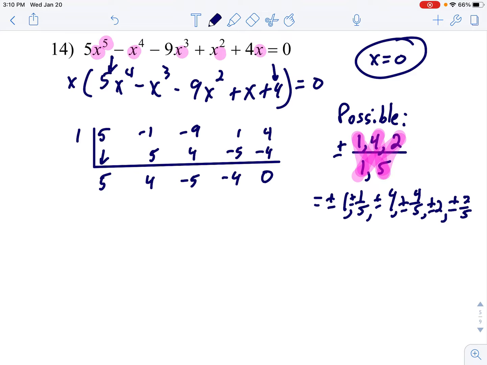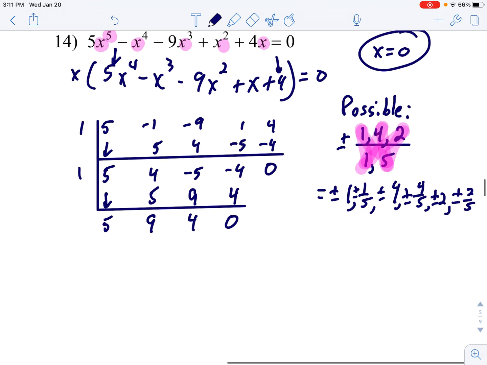So I kind of rushed through that. I'm hoping you're getting the hang of synthetic division. You don't need me to explain every step every time. So there we go, 1 worked. Could 1 work again? It's possible. There is something called multiplicity. Let me try that. 5, 9, 9. Negative 5 plus 9 is 4. 1 times 4 is 4. That's 0. Look at that.